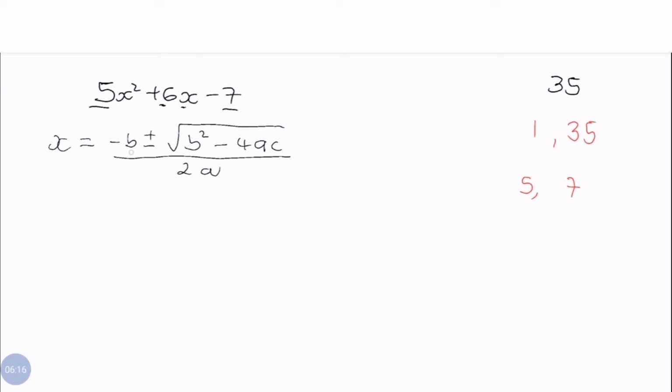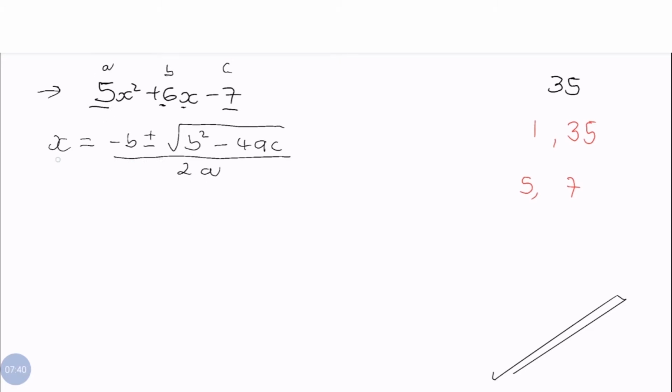So where do we get the a, or the b, or the c? With the trinomial that you're given, this one, the leading term is 5x squared, which means we'll use the coefficient of the leading term, which is 5, as a, and use the next term's coefficient, which is 6, as b, and the constant is c in this case. So that is how we substitute in the quadratic formula.